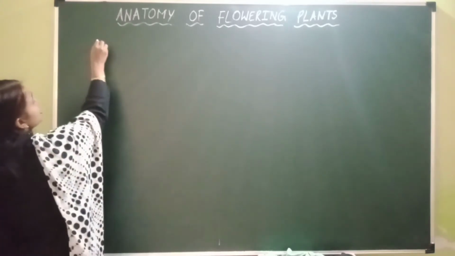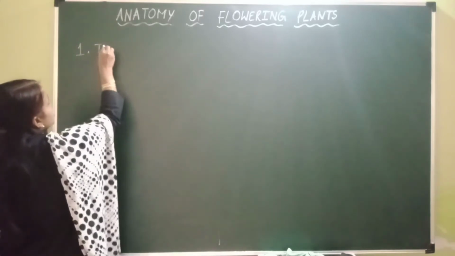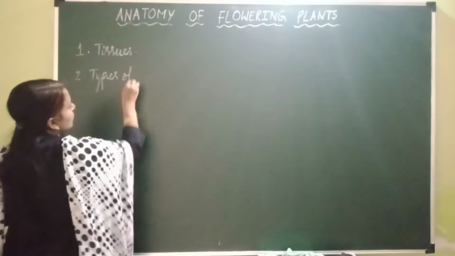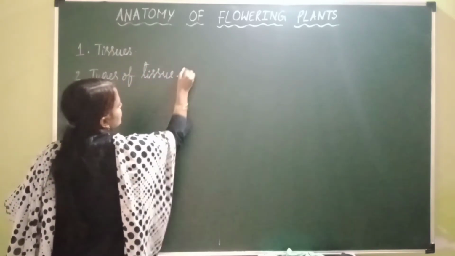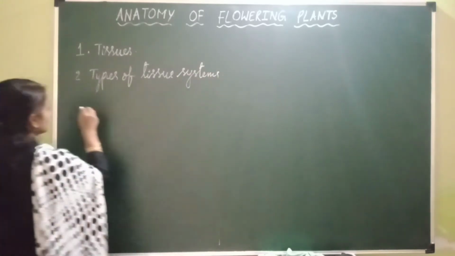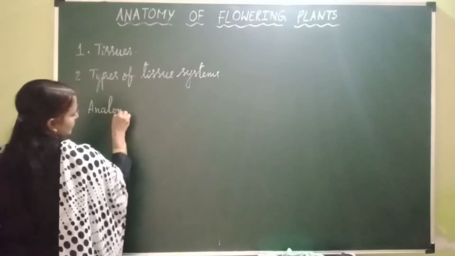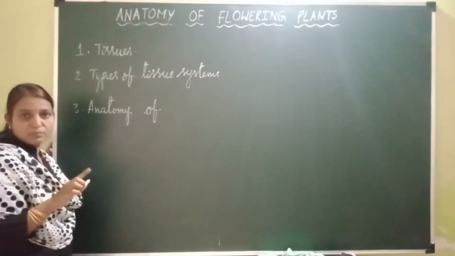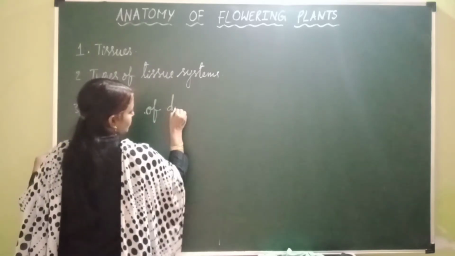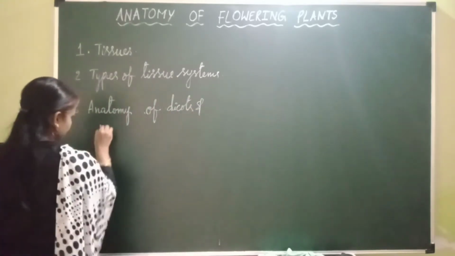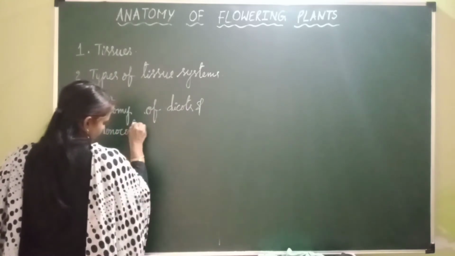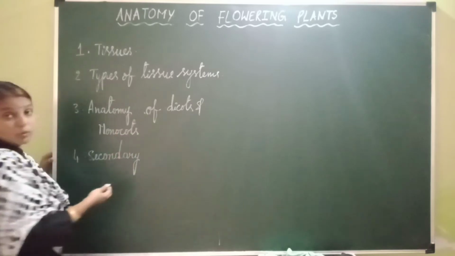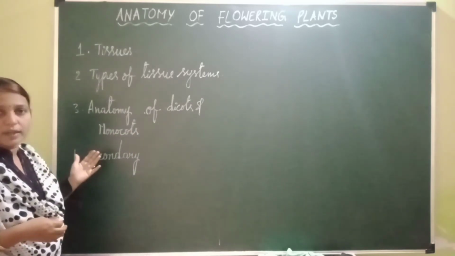So in this chapter we are going to study about tissues, types of tissue systems, anatomy of dicots and monocots. Anatomy of dicots and monocots is nothing but anatomy of dicot root, monocot root, dicot stem, monocot stem, dicot leaf and monocot leaf. And secondary growth. So we are going to study about these subtopics: tissues, types of tissue systems, anatomy of dicots and monocots, and secondary growth.